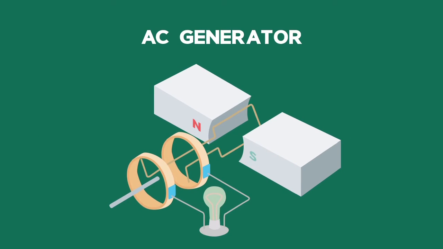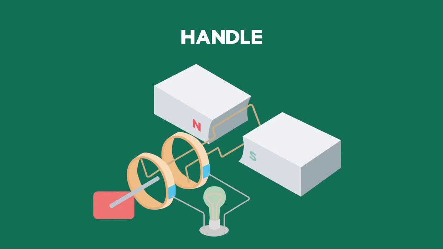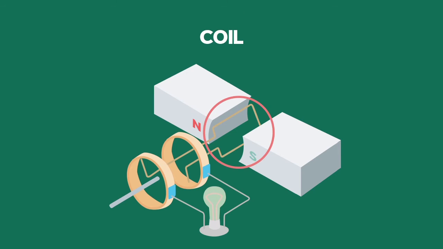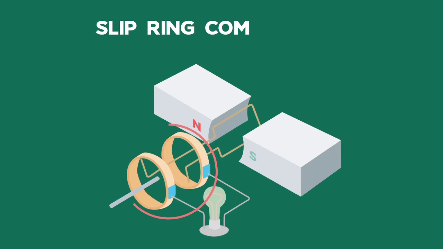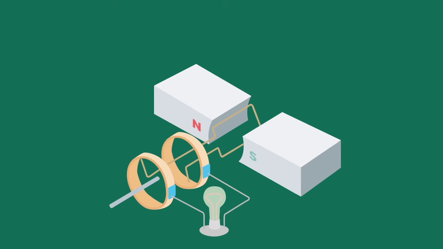An AC generator is driven by something like a handle or a wind turbine that moves the coils of the armature relative to the magnetic field. The only difference between a DC generator and an AC generator is that the DC generator has a split ring commutator, whereas an AC generator has slip rings.